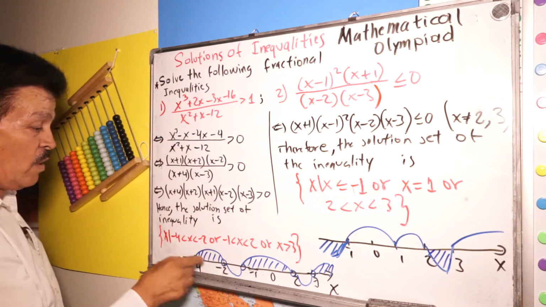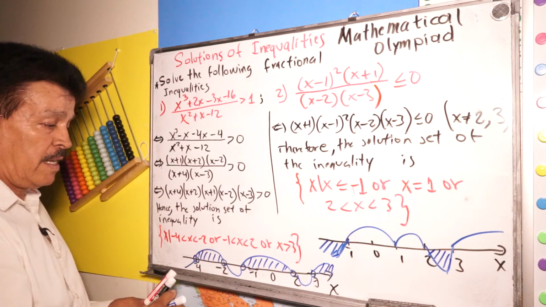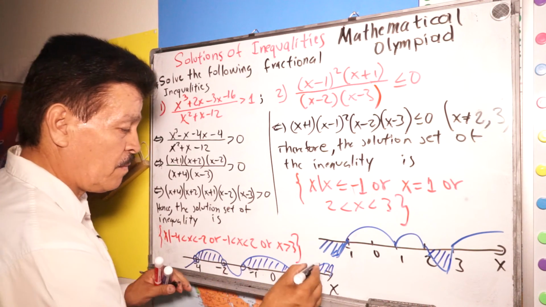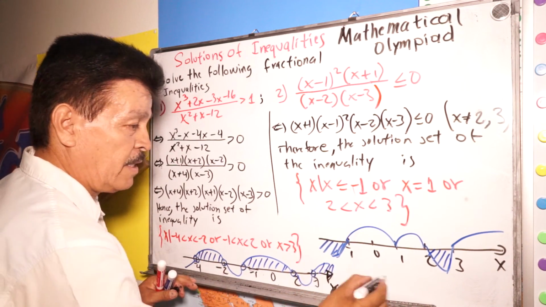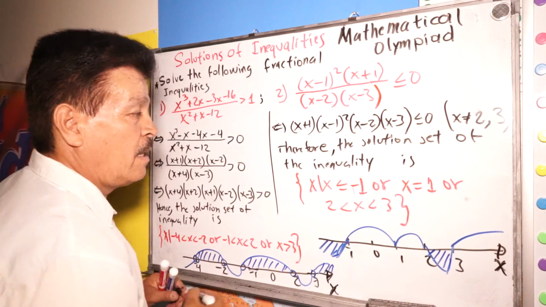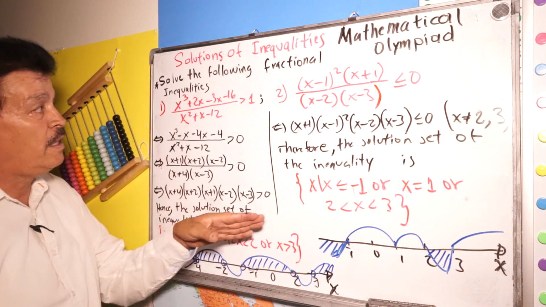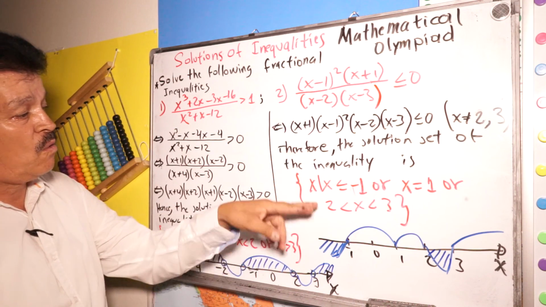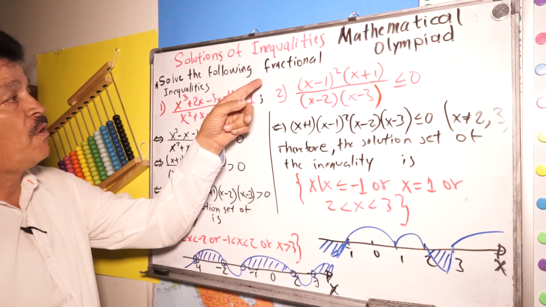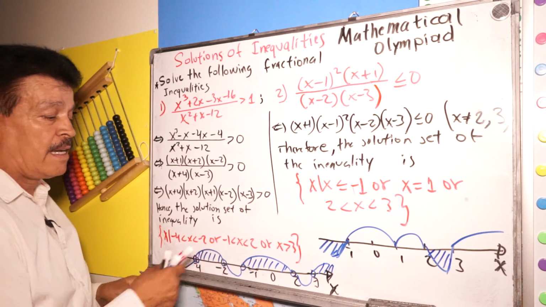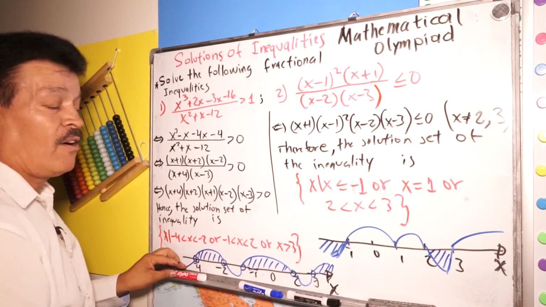And the first one looked like this, the graph right here, x. This is x, this is x. And that's the solution. The red color is the solution for the first one, and the solution for the second one is the red color too. So we solved the fractional inequalities. That's the answer. Easy, no? Mathematics Olympiad. See you next time.